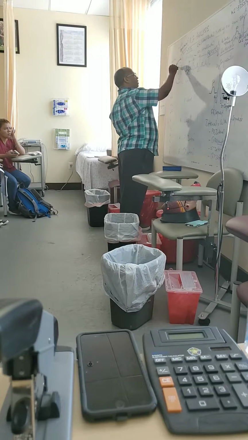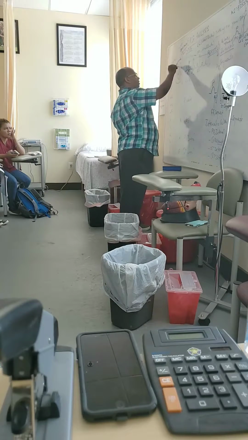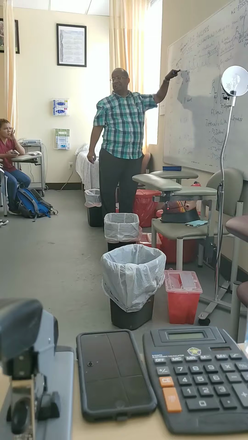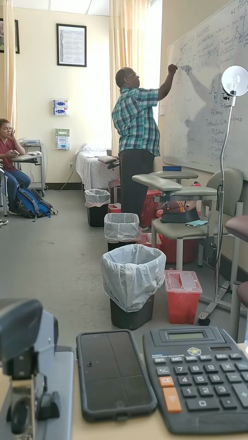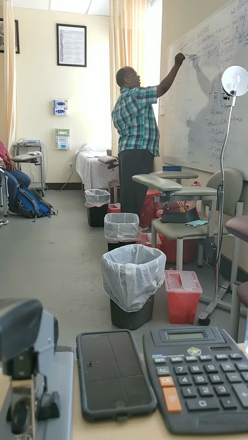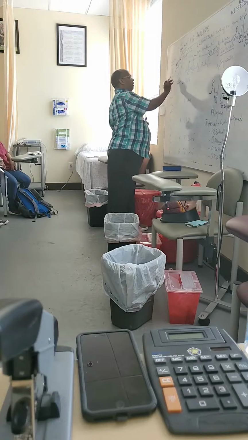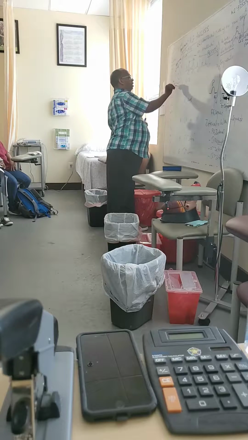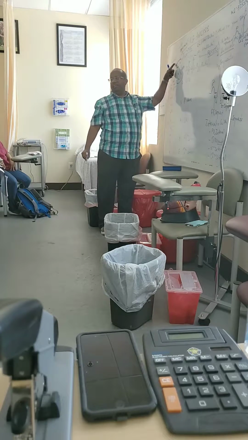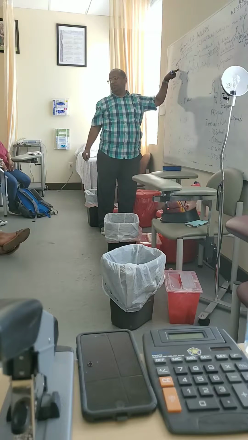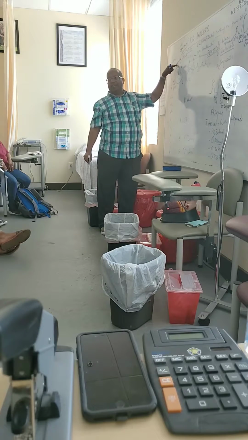And from the SA node there are three bundles that connect with the AV node. This is called the AV node. Can you see? These are called internodal fibers because they connect the two nodes. Can you say it with me? SA node, the pacemaker. Then the next is the AV node. So from the SA node it goes where?